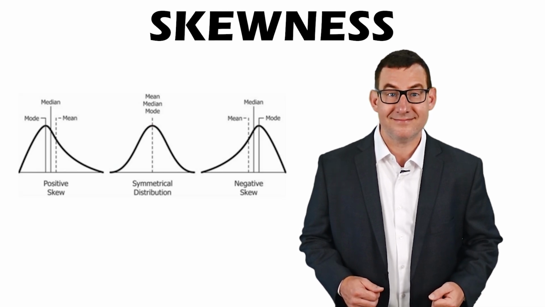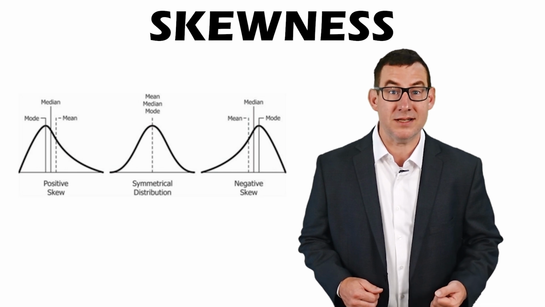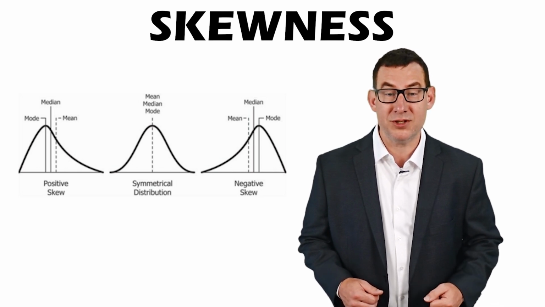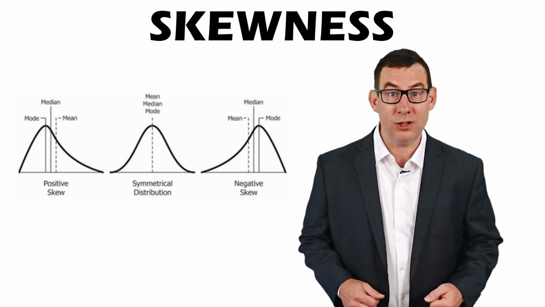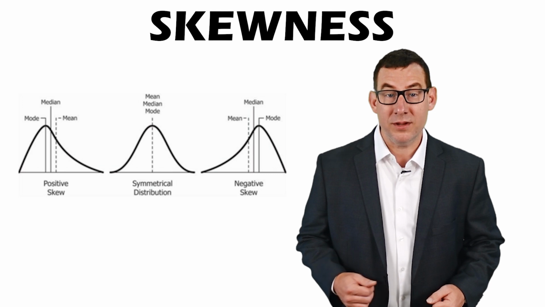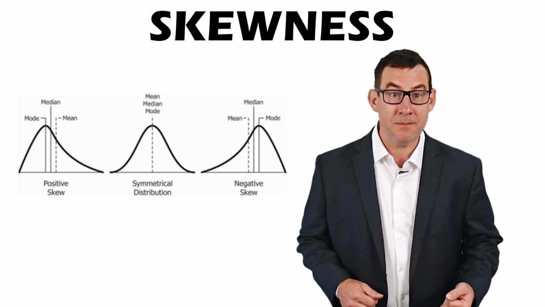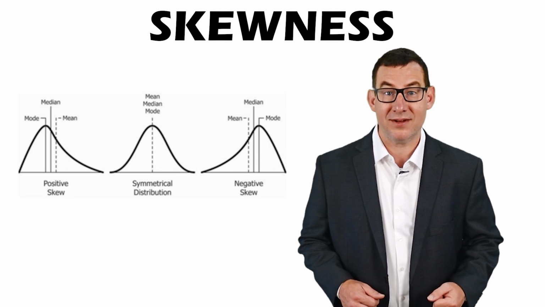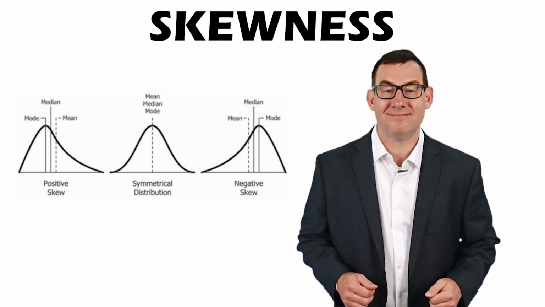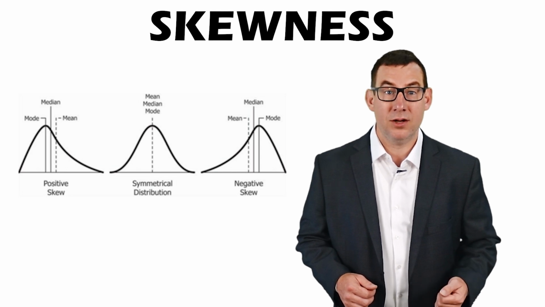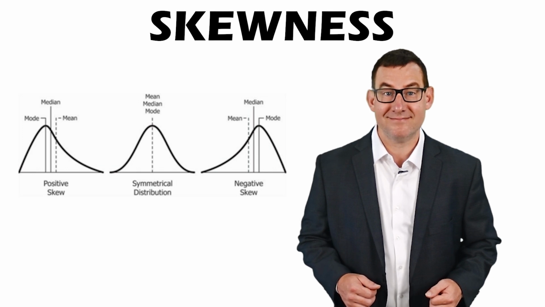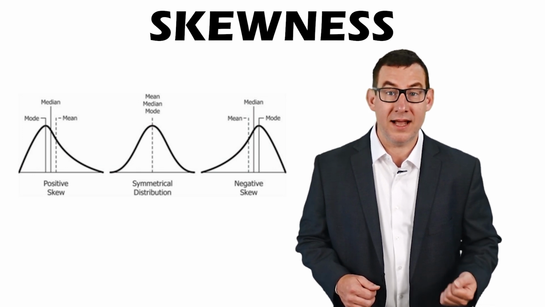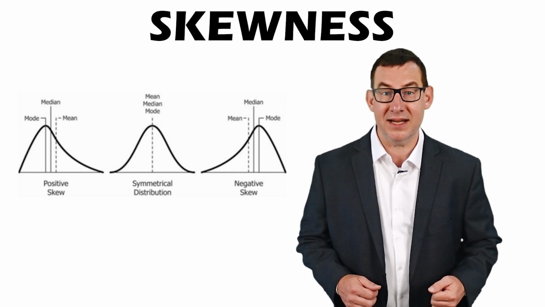Skewness. Skewness describes the shape, center, and spread of a distribution. Skewness occurs when observed values are not equally distributed around the mean. When the values are not equally distributed around the mean, there will be a tail in the distribution graph. Positive or right skew is when the median is greater than the mean. Negative or left skew is when the median is less than the mean.